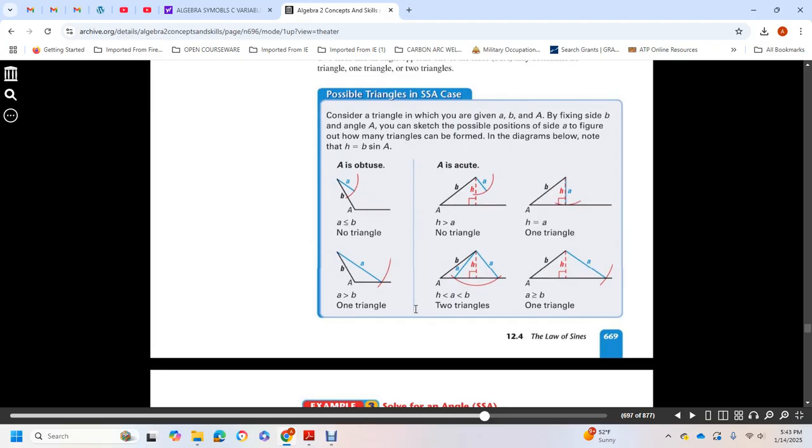Note that h equals b sin A. If A is obtuse: a less than or equal to b gives no triangle, and a greater than b gives one triangle. If A is acute: if h is greater than a, no triangle. If h is equal to a, one triangle. If h is less than a but b is greater than a, two triangles. And if a is greater than or equal to b, one triangle.